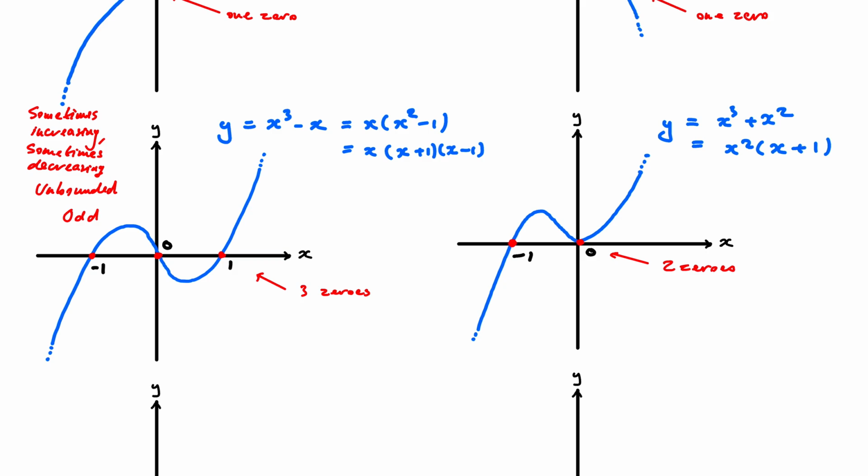What else? Well, it's unbounded again. The range seems to be all real numbers. That's kind of a constant among all of these cases. It's neither odd nor even. Neither odd nor even. And again, it's sometimes increasing and sometimes decreasing, isn't it? So it's kind of quite complicated.